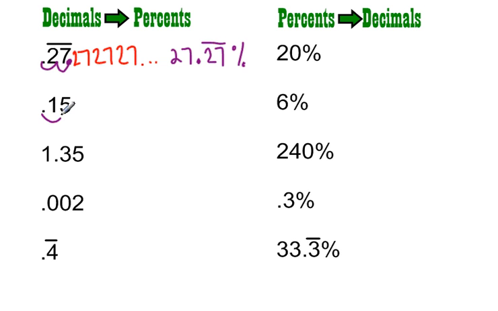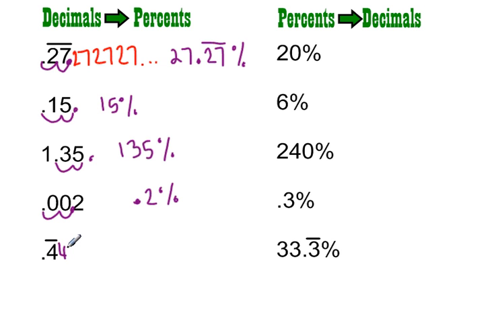Decimals to percent, we move the decimal 2 times. This is 15%. Move the decimal 2 times. This is 135%. Move the decimal 2 times. This is 0.2%. And let's go ahead and see what this would look like. 0.4 repeating looks like this, goes on forever. Move the decimal 2 times. 1, 2. That's going to be 44.4 repeating percent. And this is actually one of our fraction decimal percents that we memorized for our perfect quiz.